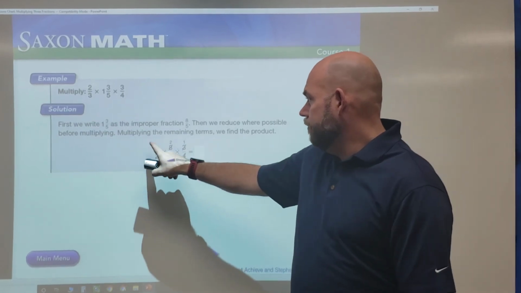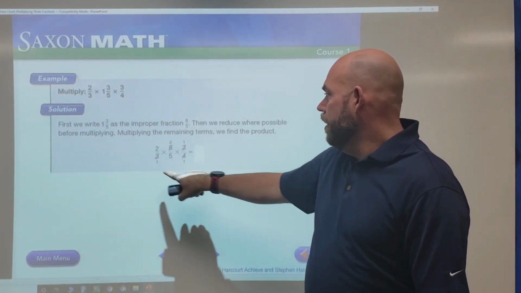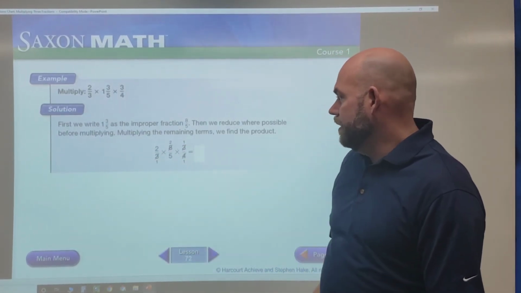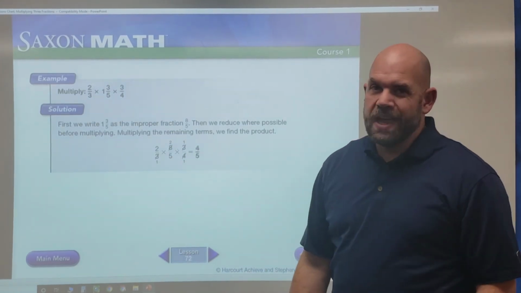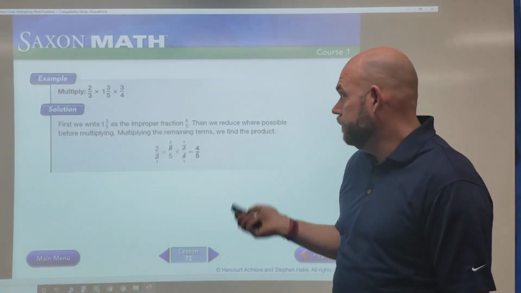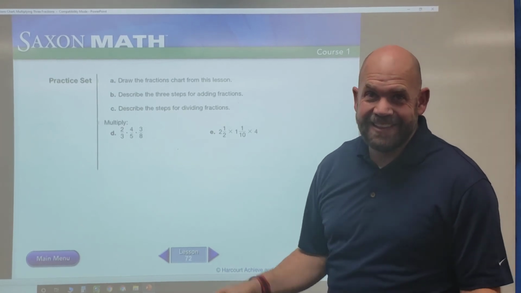Then we just take what's left. 2 times 2 times 1 is 4. 1 times 5 times 1 is 5, and we've got 4/5. We can't reduce that further, so we're done. And that is it. That's the whole lesson.